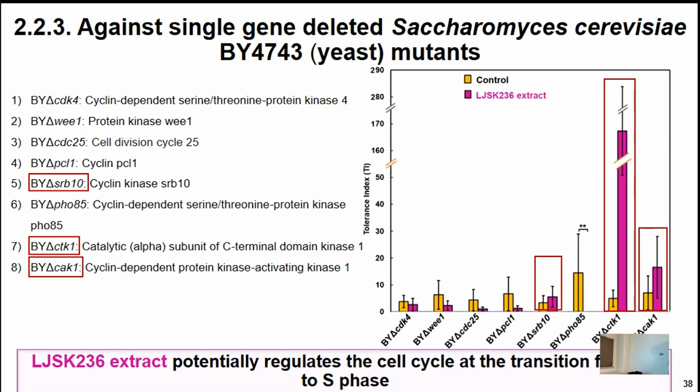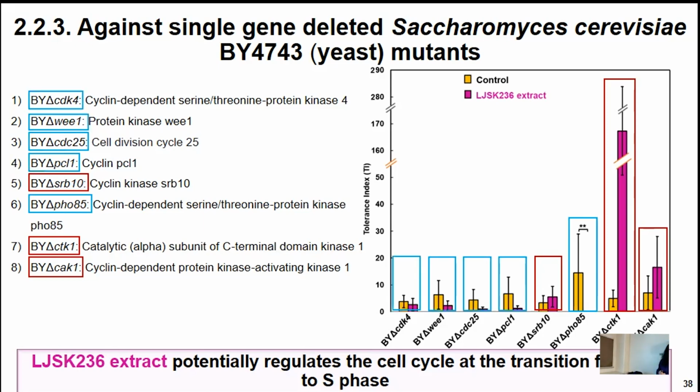That means even though these mutants have these genes deleted, they are able to tolerate the treatment that we are giving. And we found out that all these 3 mutants are for genes that are responsible for regulating the process of transcription. Then for the remaining 5 mutants, we found that the tolerance index is low compared to that of the control.